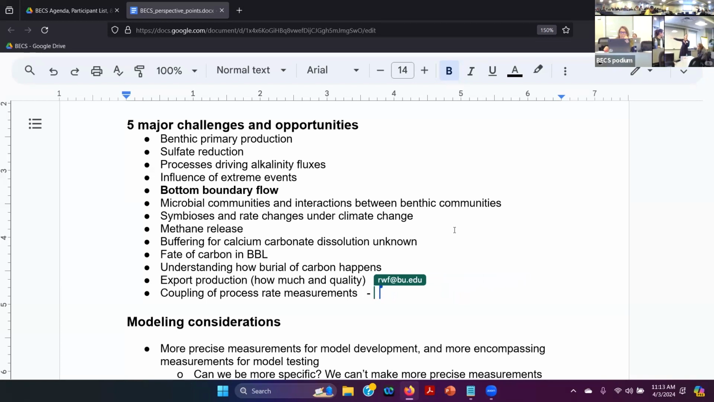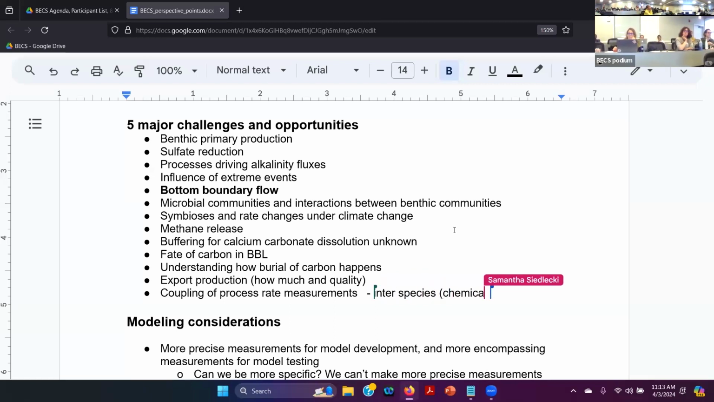I don't think that's important in terms of great unknowns, and even bottom boundary flow. It sounds important, but, how can I put this? We're not physical oceanographers, and I think it's bottom boundary flow in the context of what we're interested in, carbon. Fate of carbon in the benthic boundary layer, well, that's sort of like motherhood and apple pie.